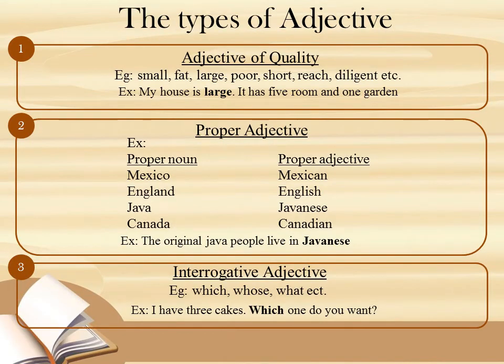Next, I explain the other types of adjective. The first, adjective of quality. Adjective of quality is discussed about shape or situation of noun or pronoun, such as small, fat, large, poor, short, rich, diligent, etc. And for example, my house is large. It has 5 rooms and 1 garden. In the sentence, large is an adjective of quality that modifies house.